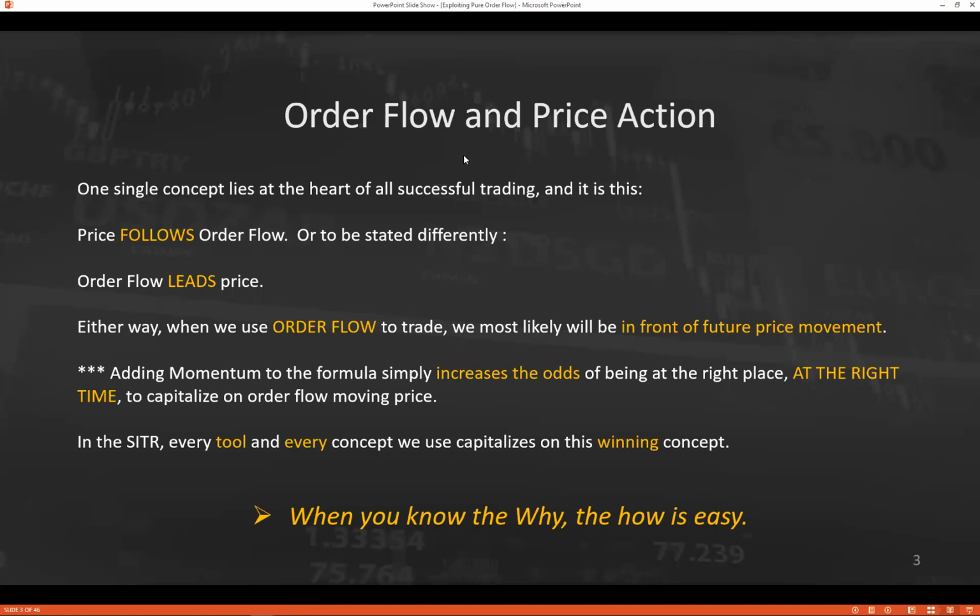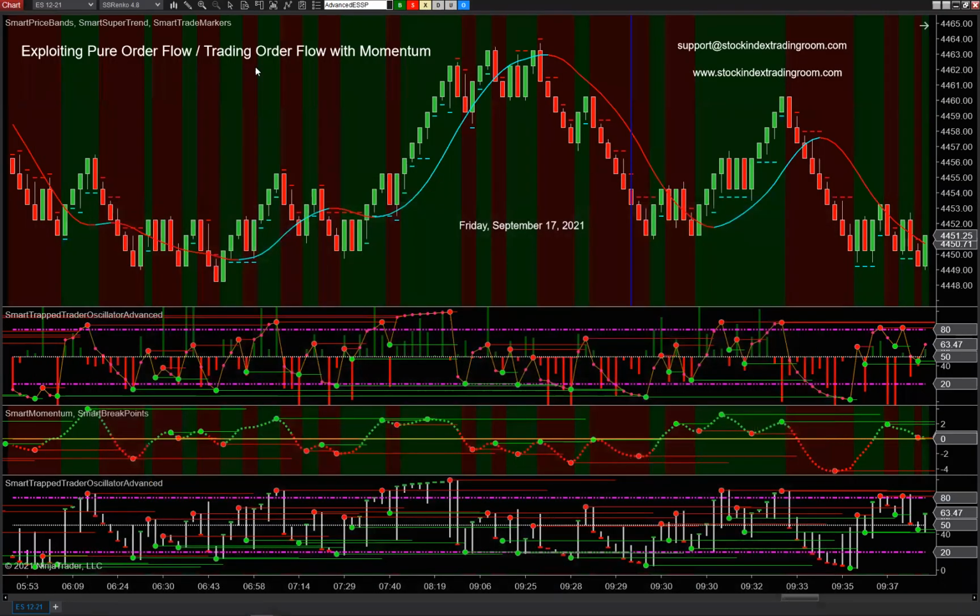So let's look at a chart. I'm going to go ahead and get rid of that. Exploiting pure order flow, trading order flow with momentum.